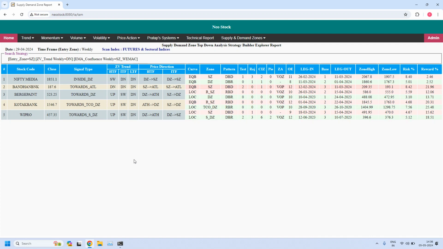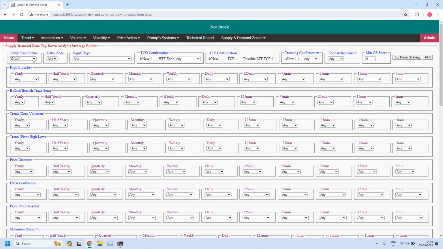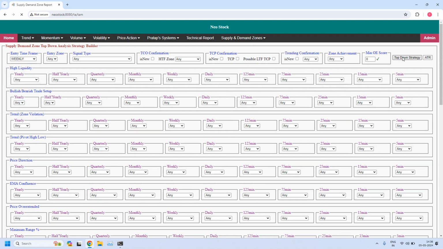Now the last report. I will generate the complete list of supply demand zones for the weekly time frame. Maybe you might be having some favorite stocks that you want to refer to. So I will show you the complete list so that you know exactly the position of your favorite stocks. So I am selecting the entry time frame as weekly. I am not setting any filters. I am generating the complete report.